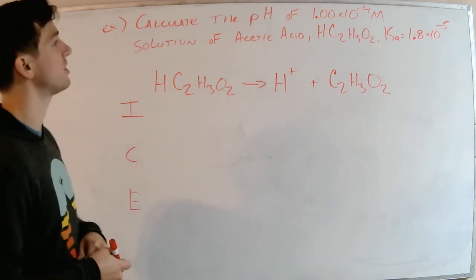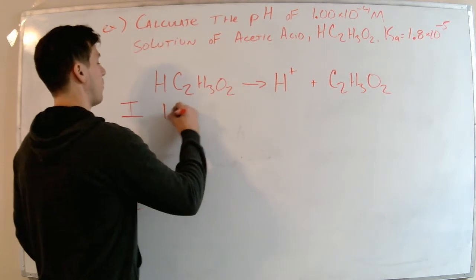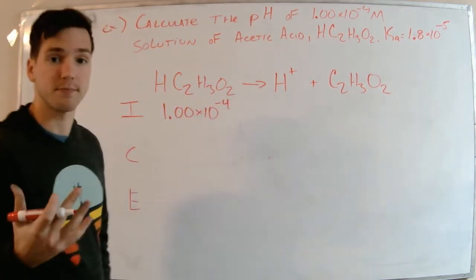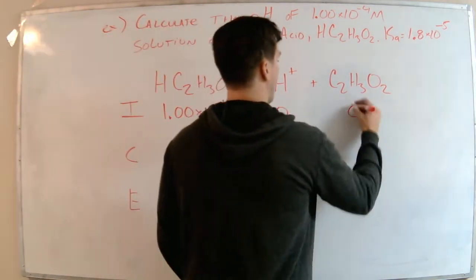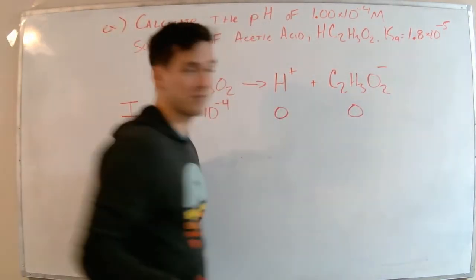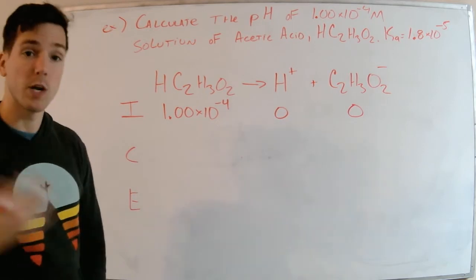Initial concentrations. They gave us an initial concentration of acetic acid. It was 1.00 times 10 to the negative fourth. And we're not going to have an initial concentration of either our H+ or our acetate ion, okay? We're just not going to have those because it doesn't dissociate completely.